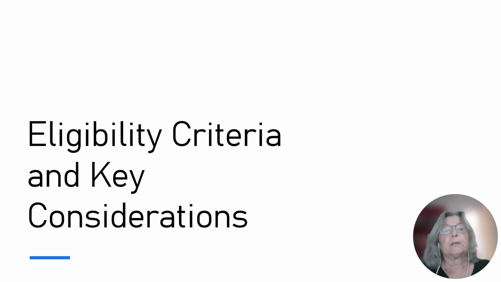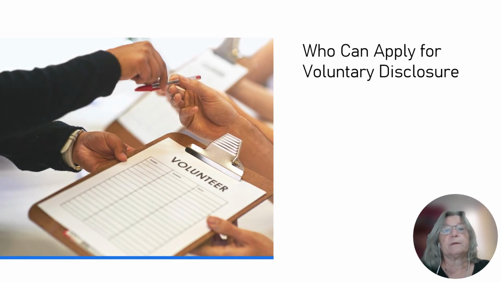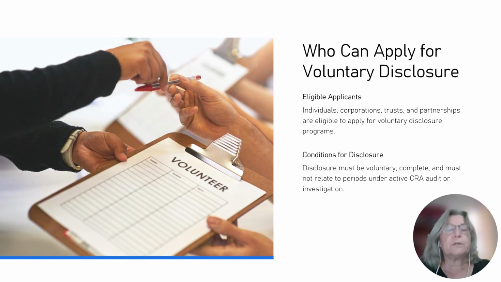So, eligibility criteria and the key considerations. Who can apply? Individuals, corporations, trusts, partnerships, all eligible to apply for voluntary disclosure programs. Conditions for a disclosure: it has to be voluntary. You've come forward, it's complete, and it cannot relate to periods that are under active CRA audit or investigation.